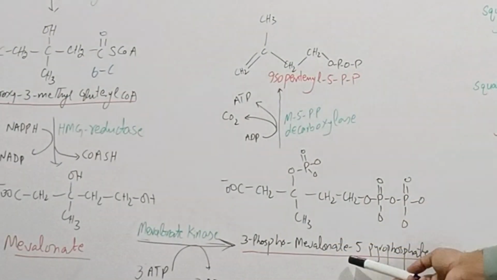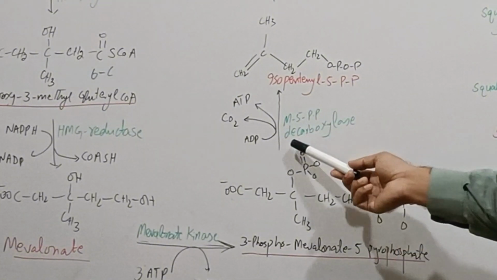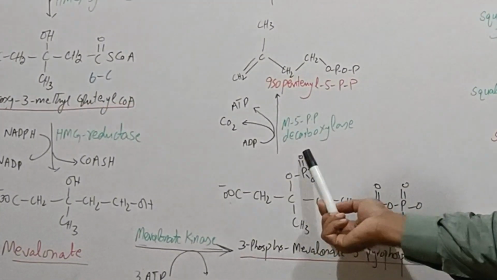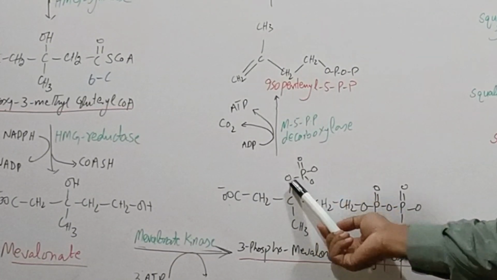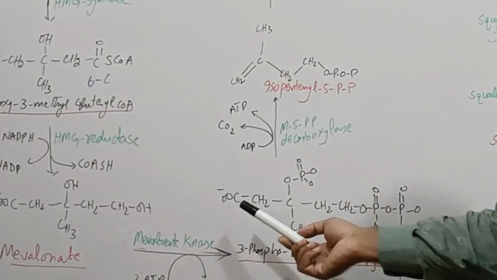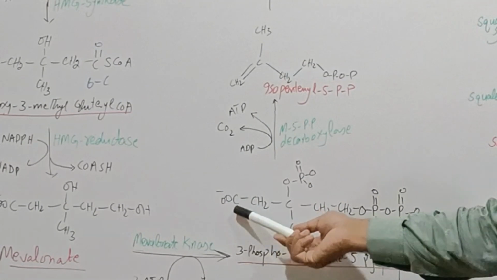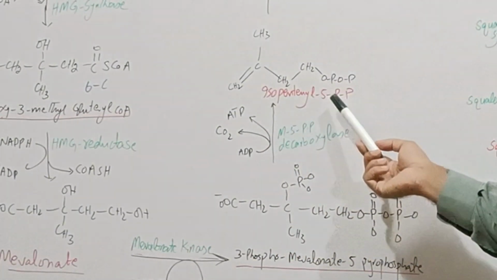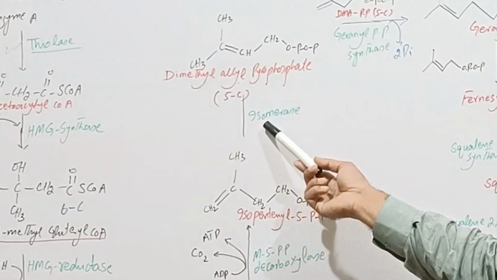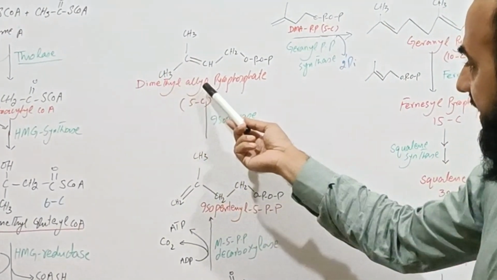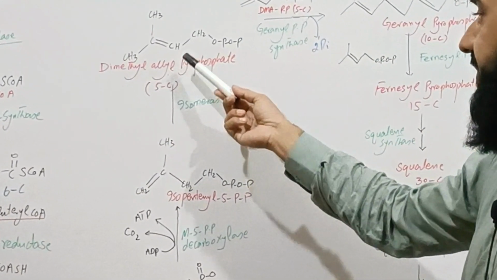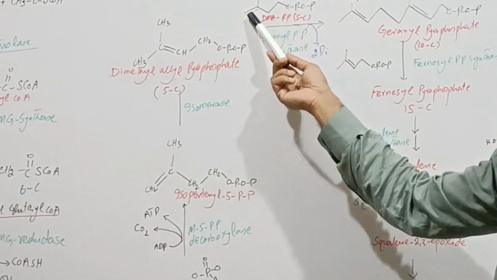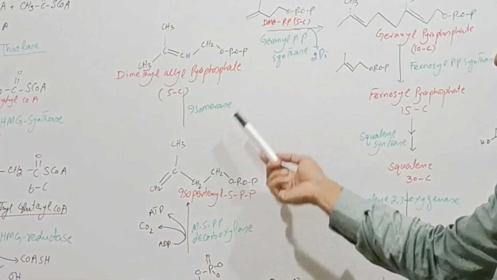This pyrophosphate undergoes decarboxylation, and the phosphate is removed in the form of ATP, and carbon dioxide is removed, and we get isopentenyl pyrophosphate. It undergoes isomerization and gives dimethylallyl pyrophosphate. So this dimethylallyl pyrophosphate reacts with the isopentenyl pyrophosphate formed here.